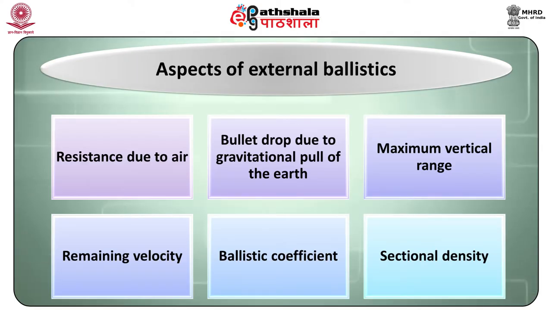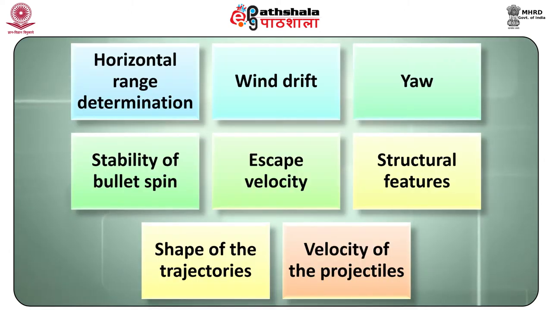Some aspects of external ballistic have been discussed in part 1, namely resistance due to air, bullet drop due to gravitational pull of the earth, maximum vertical range, remaining velocity, ballistic coefficient, and sectional density. Others, including horizontal range determination, wind drift, yaw, instability of bullet spin, escape velocity, and others would be discussed in this part, along with structural features and shape of the trajectories and their relation to the velocity of the projectiles.